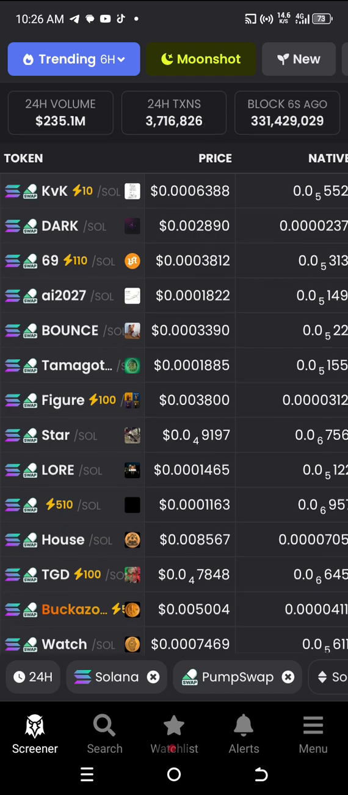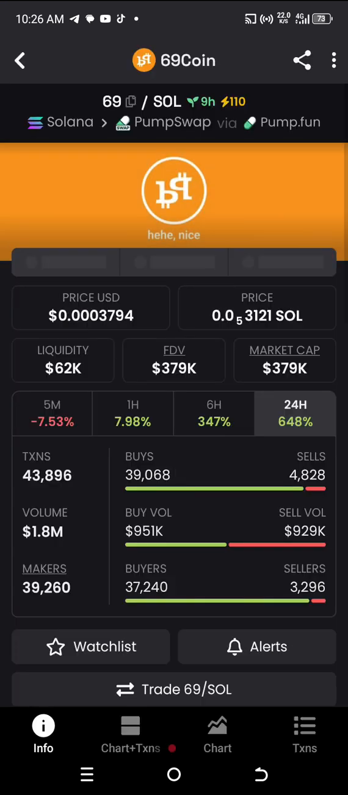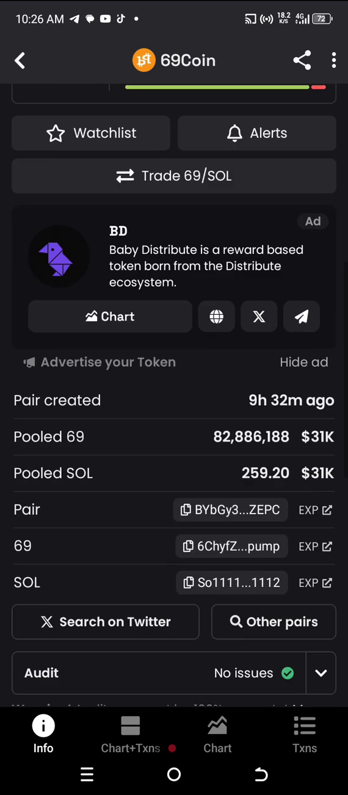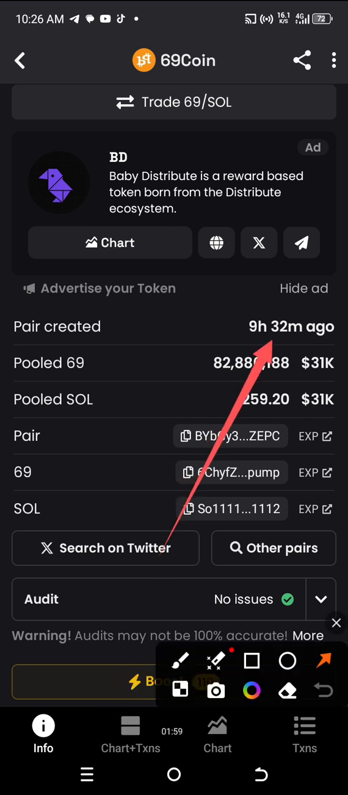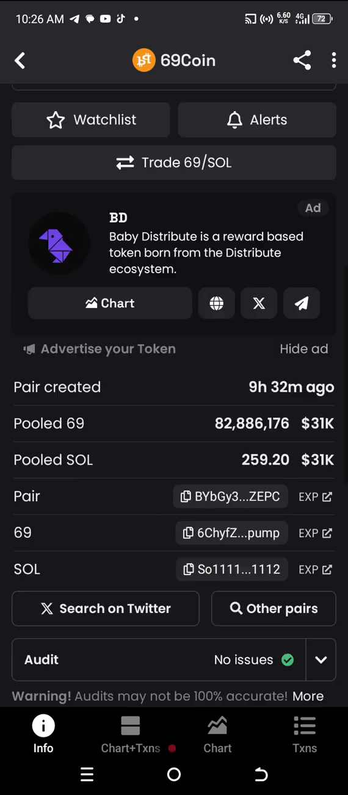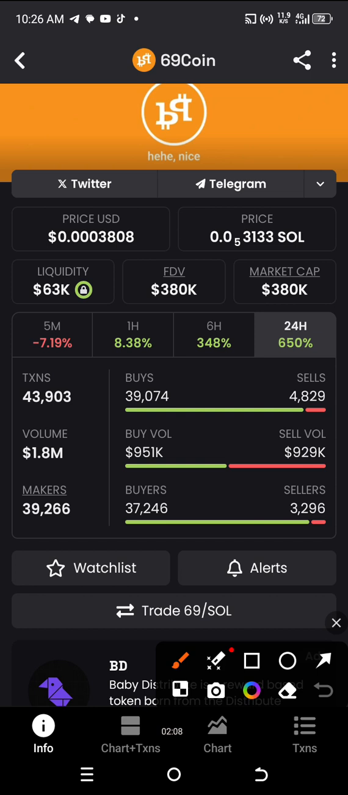So for instance, let me show you one case study. If you click on this 69 token, you'll be able to see that this token was launched 9 hours ago. So you can see the statistics and the pool and all that. But if you go up here, you see one thing that is clear: with this particular token, you can see the liquidity is very low, right? You can also see the market cap is very low.